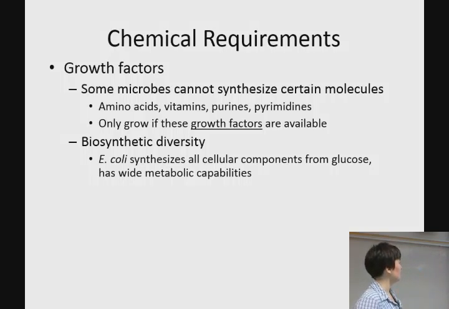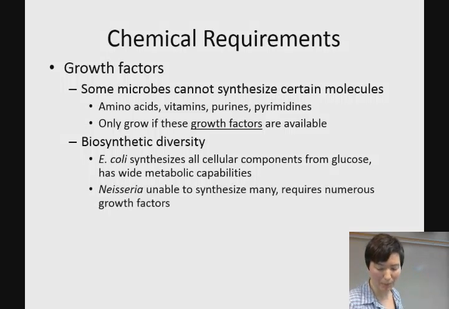Now, microbes tend to be very diverse if you compare different species to each other. So here's an example of E. coli, which is capable of making all of the things that it needs from glucose, basically. Obviously, it's going to get nitrogen, sulfur, and phosphorus from a couple of other places, but it can make pretty much almost everything from glucose, and it has very broad metabolic abilities.